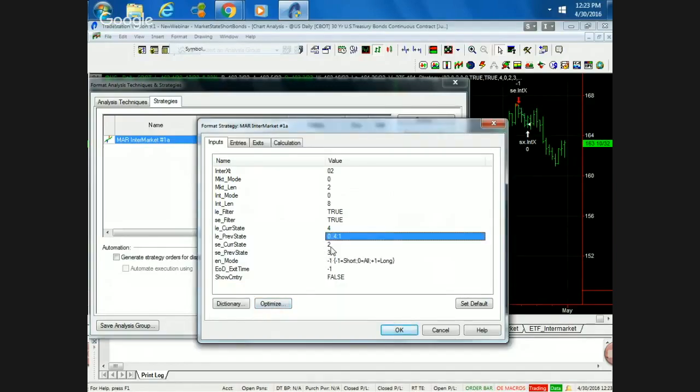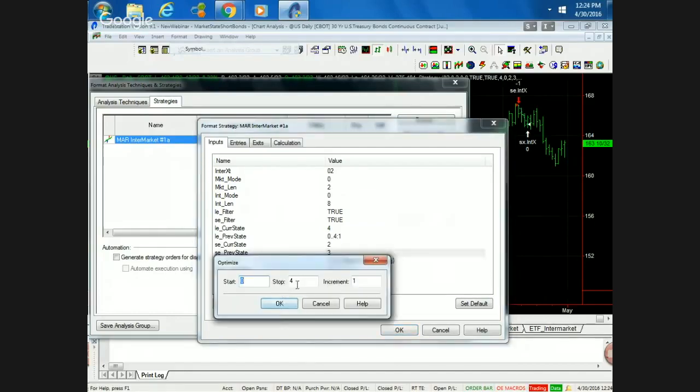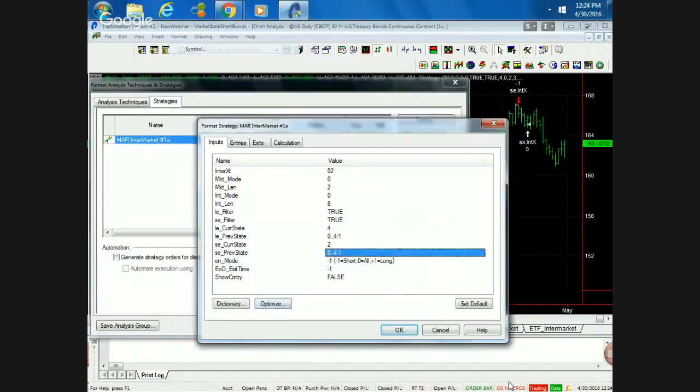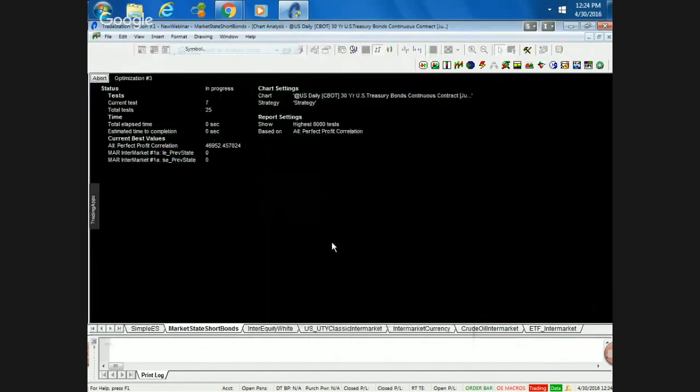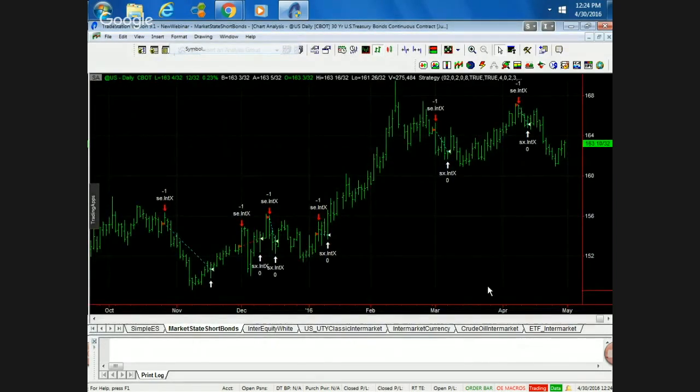On the short side, for the previous state, we're going to do the don't care again, all the way to state 4. So we're going to optimize the previous states and see what we get. Now you could optimize all of these, but I'm trying to keep this simple so you can understand. You could find out if there are other states that, based on the previous state, give you good signals, even if they're not divergences. So let's optimize this.